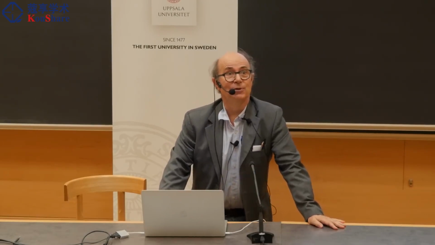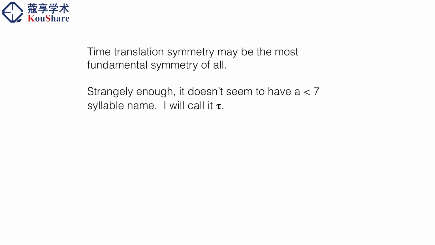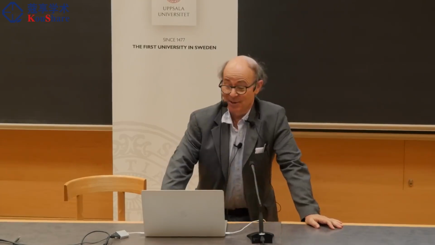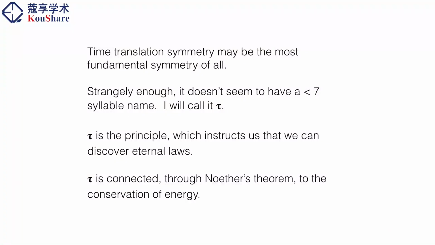Among symmetries, perhaps the most fundamental of them all is time translation symmetry. Strangely enough, it doesn't seem to have, at least in English, a name of less than 7 syllables. So since we'll be talking about it quite a bit, we'll need a convenient name for it. I'll call it simply tau. Maybe in Swedish there's a shorter description, although I very much doubt it. So tau is the principle which instructs us that we can discover eternal laws. It tells us that the form of laws doesn't change with time. It's also connected through Emmy Noether's fundamental theorem to the conservation of energy. So it's a pretty basic symmetry of nature.